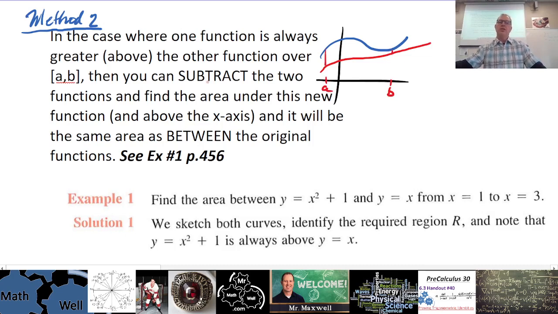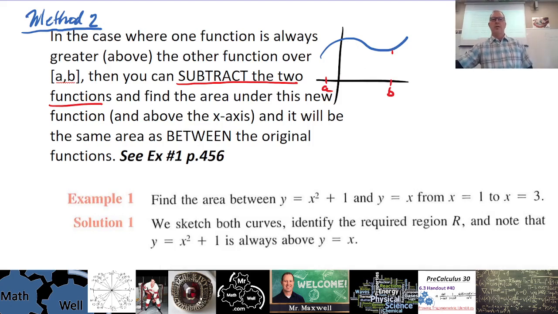Then what you can do is, before you do any calculus, you can subtract the two functions and find the area under the one new function. So you would find the area under this new function, and of course above the x-axis, and it will be the same area as between the original functions. So an easy way to explain this, guys, would be just like this. Watch this. I'm going to redo this example above.